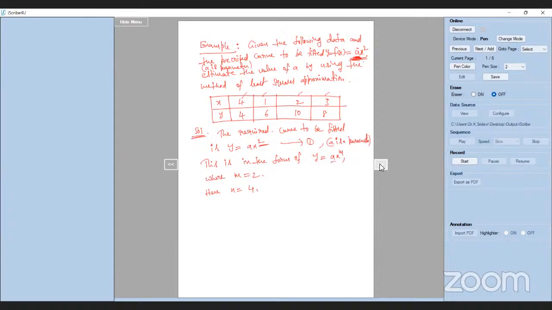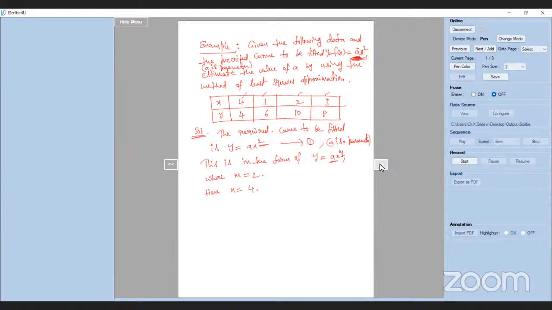Here a is a parameter, m is a fixed number. If you want to write, you can write it. A is a parameter, m is a fixed number. So according to our problem, we have to find the parameter a value.